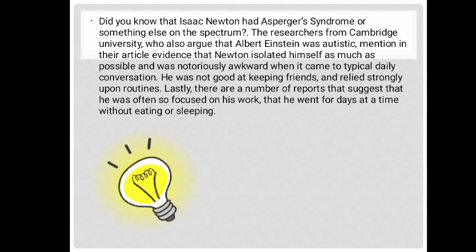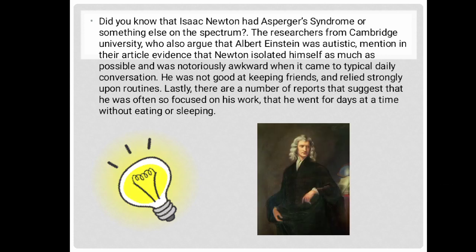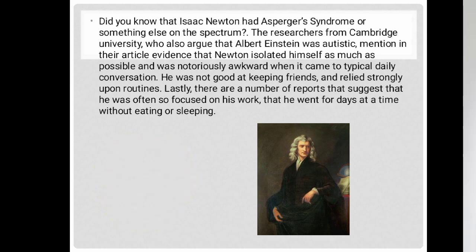For a trivia, did you know that Isaac Newton had Asperger's syndrome or something else on the spectrum? The researchers from Cambridge University, who also argued that Albert Einstein was autistic, mentioned in their article evidence that Newton isolated himself as much as possible and was notoriously awkward when it came to typical daily conversation. He was not good at keeping friends and relied strongly upon routines. Lastly, there are a number of reports that suggest that he was often so focused on his work that he went for days at a time without eating or sleeping.